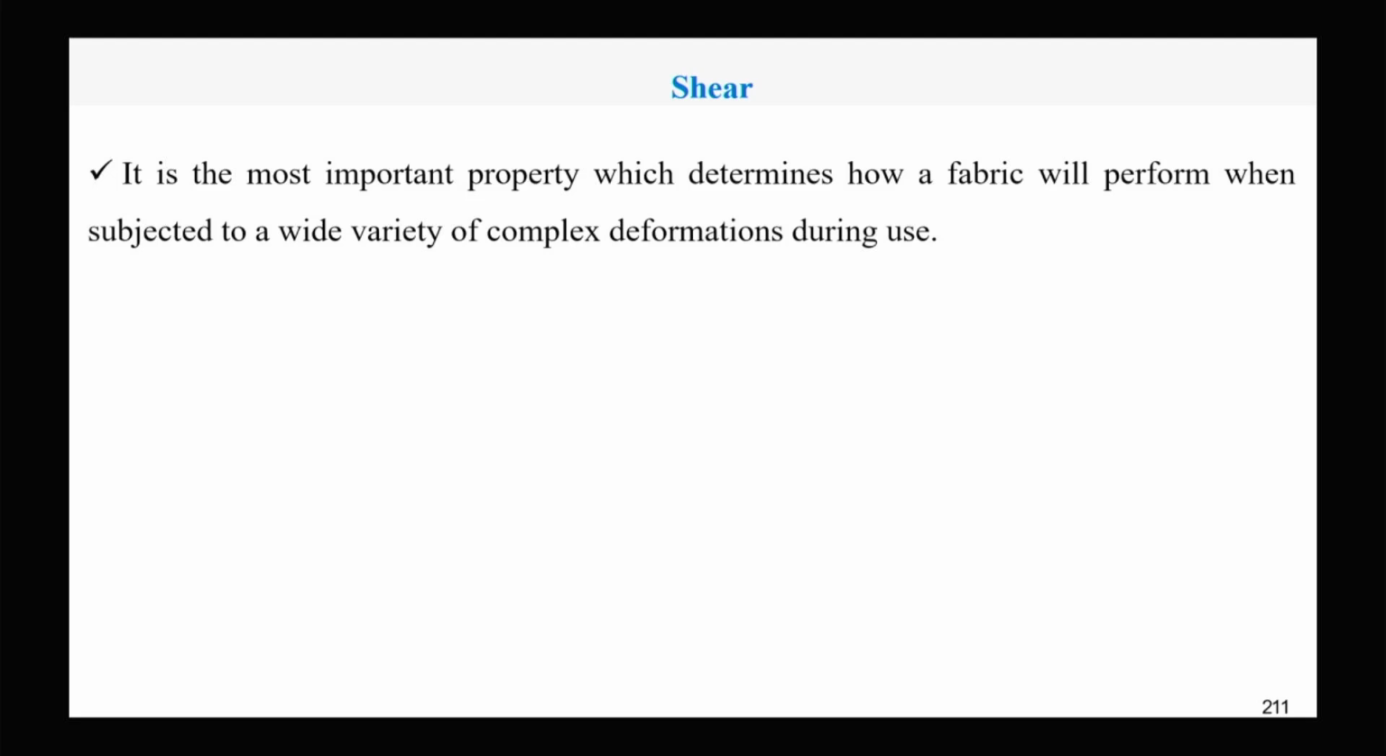adjusting our fabric shape. If the fabric gets complex deformation, it will adjust to our body contour. So for the same fabric, it actually conforms to our body contour due to the shear characteristics. It is the most important property which determines how a fabric will perform when subjected to a wide variety of complex deformation during use.